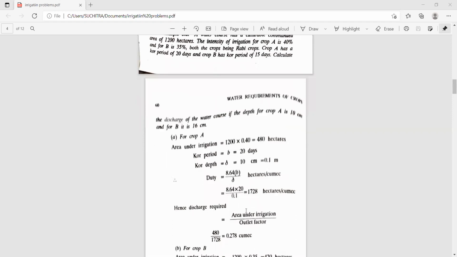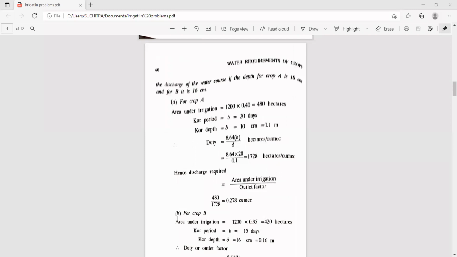Hence the discharge required is the area under irrigation, that is 40% for crop A, which works out to be 480, divided by the outlet factor, which is nothing but the duty. You have calculated the duty. Sometimes in some of the problems we will have this word outlet factor. It is nothing but the duty. Outlet factor is nothing but the duty of irrigation water. So hence the discharge required is about 0.278 cubics.